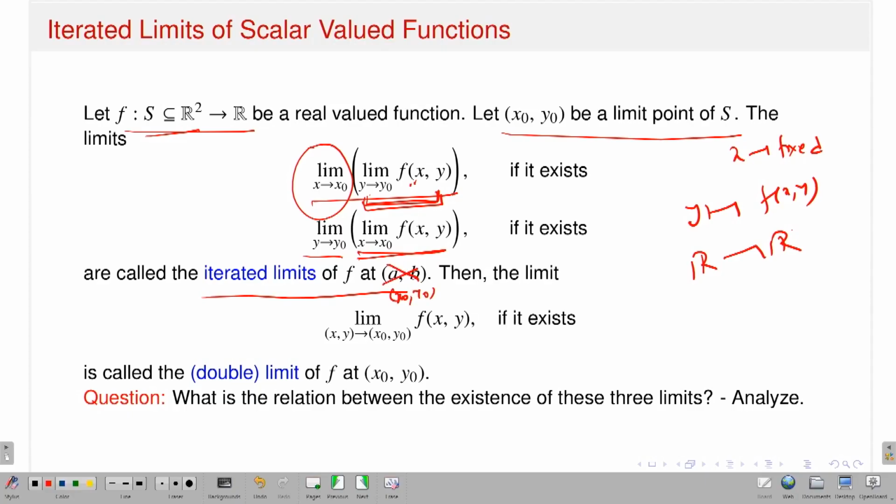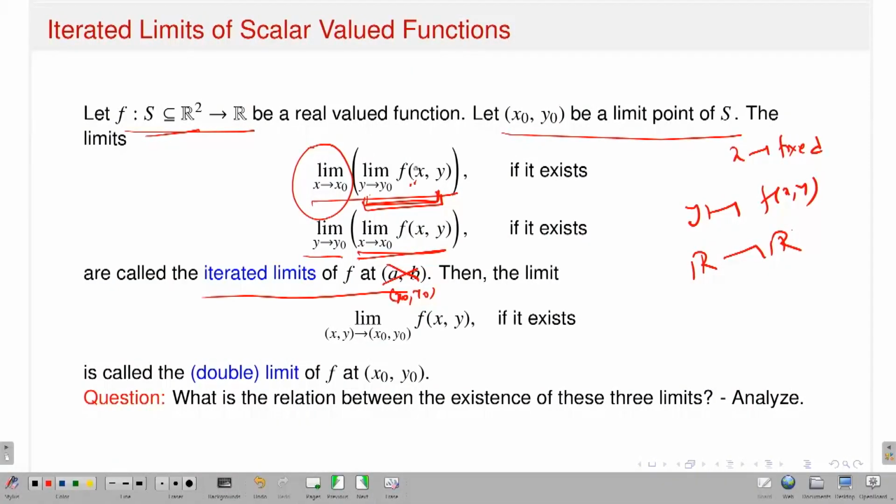So what I am doing is starting with a real valued function of two real variables. Then I first keep the variable x fixed. So I am thinking about a function from R to R, that means keeping x fixed, think about the function y goes to f of (x, y). Then I can talk about the limit as y approaches y naught of f of (x, y).